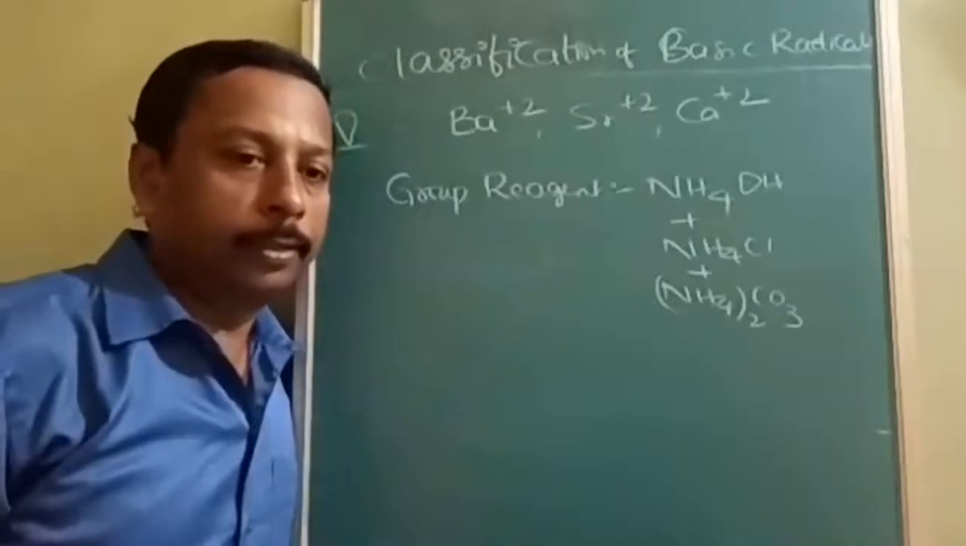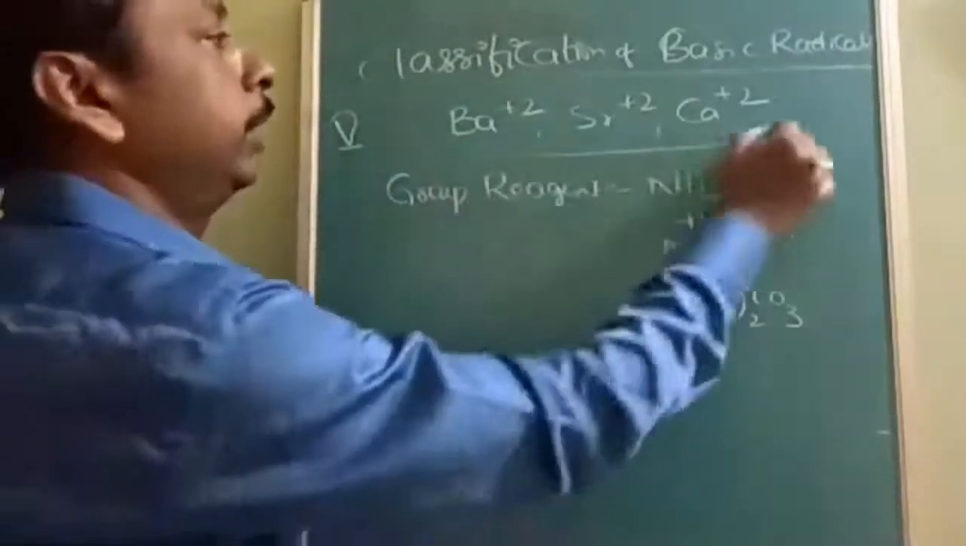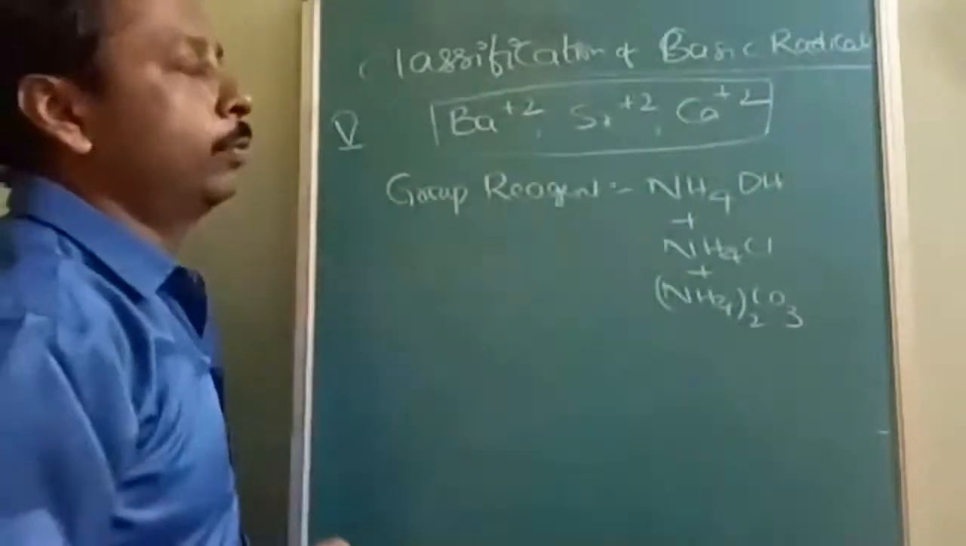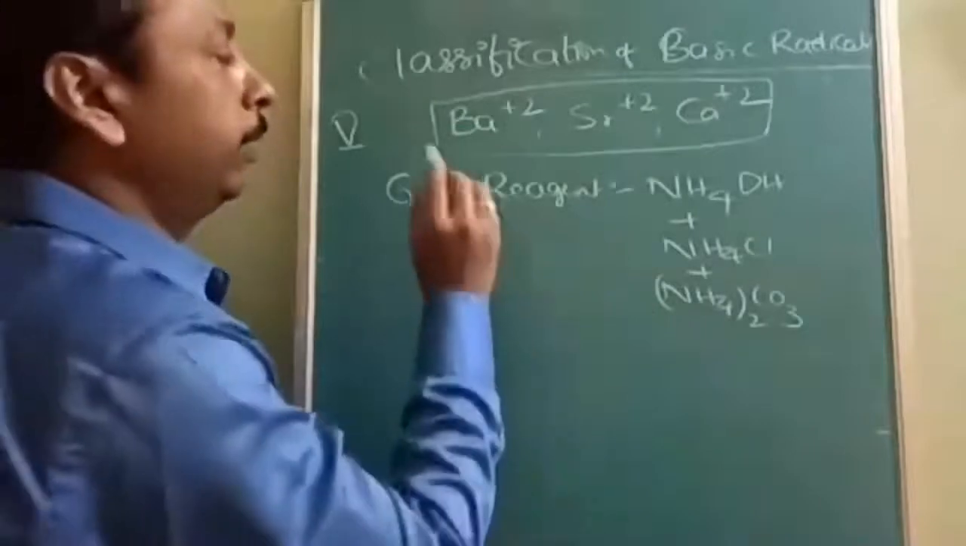Okay, next one is what? The fifth group. The fifth group again contains only 3 ions. Especially which group elements? Second group elements. What are the second group elements?